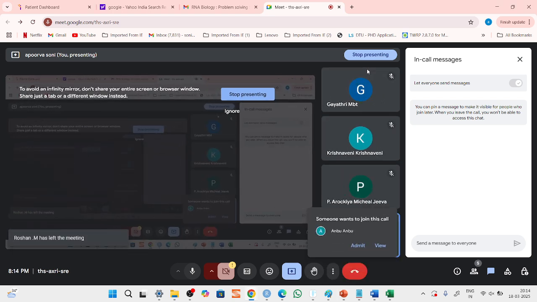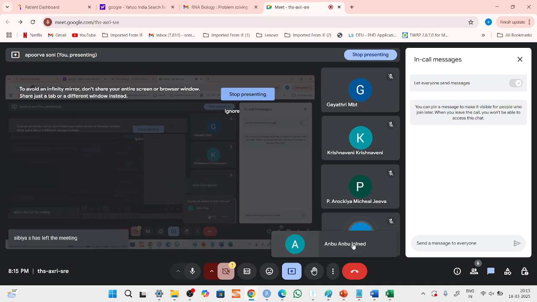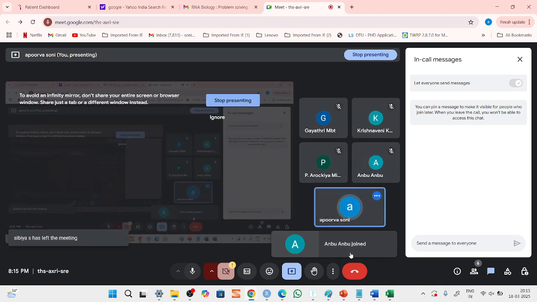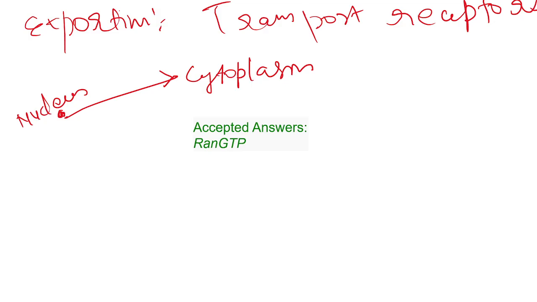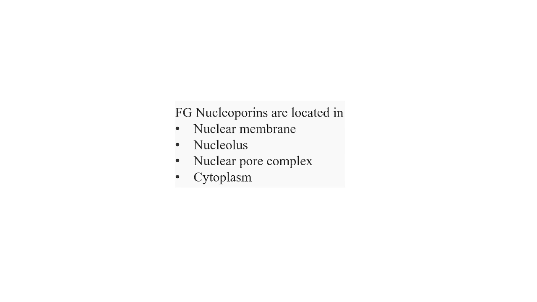So I hope this is clear. Okay, now we come to the next question. The next question is: FG nucleoporins are located in A, nuclear membrane; B, nucleolus; C, nuclear pore complex; and D, cytoplasm. So where are the FG nucleoporins located? Nuclear membrane, nucleolus, nuclear pore complex, or in the cytoplasm?